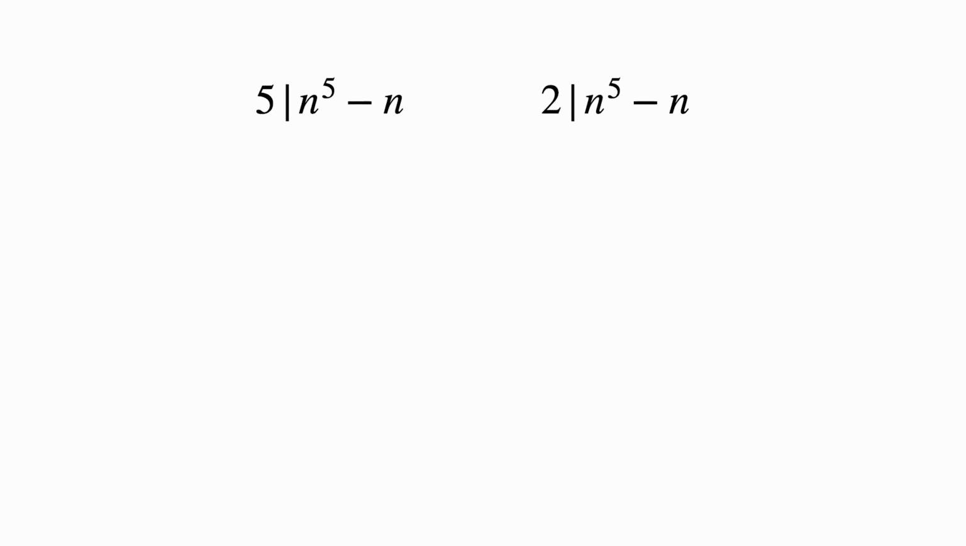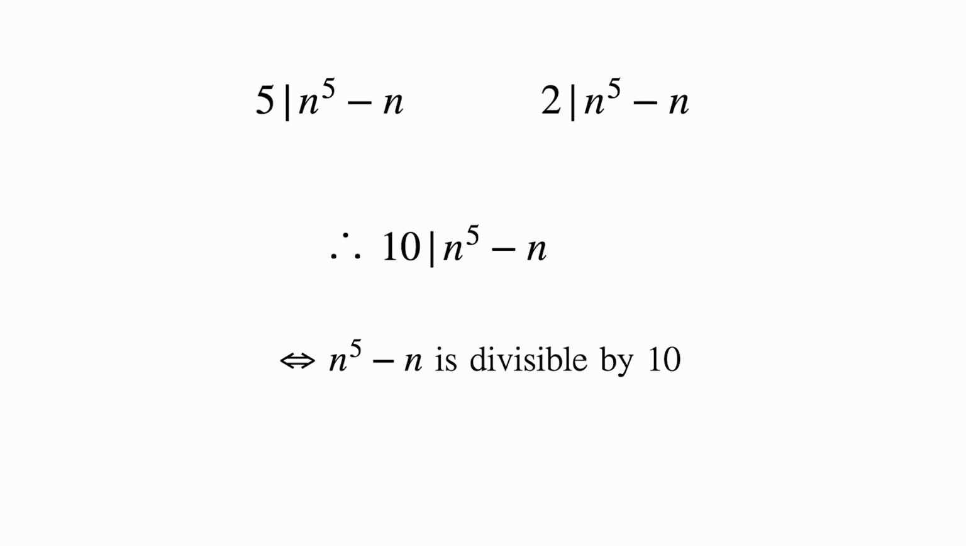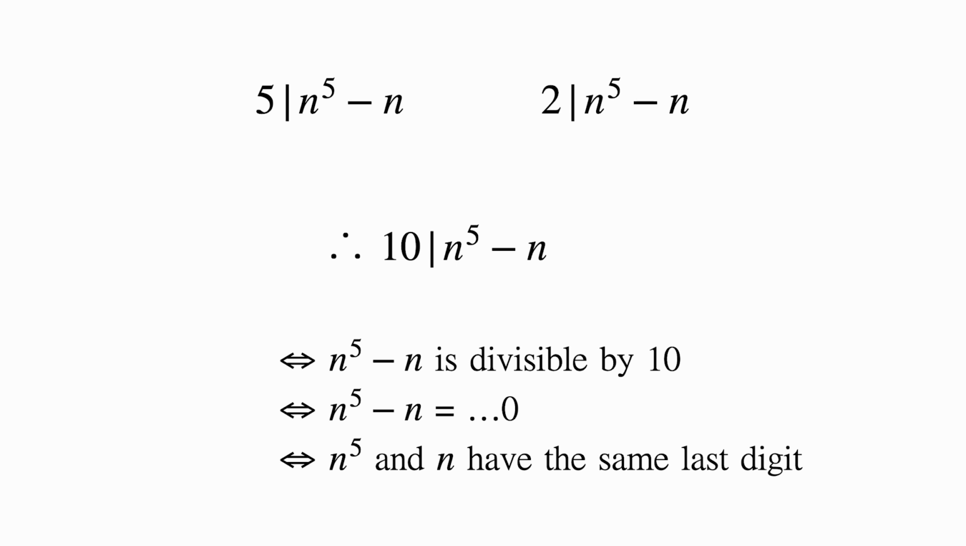Working backwards, we can now conclude that 10 divides n to the power of 5 minus n. Thus, n to the power of 5 minus n is divisible by 10. N to the power of 5 minus n ends with 0, and n to the power of 5 and n both have the same last digit. We have solved the problem.